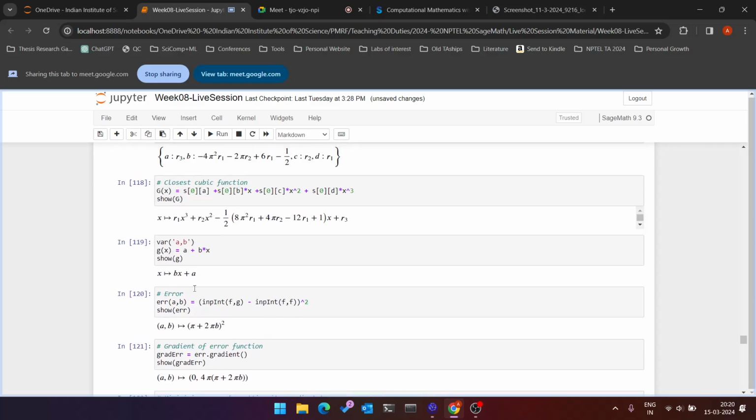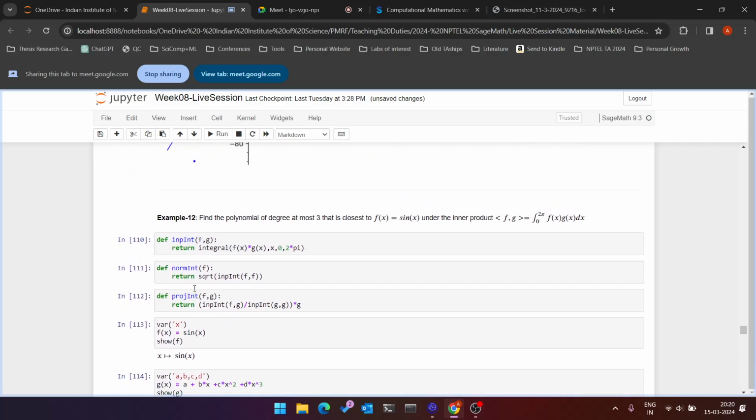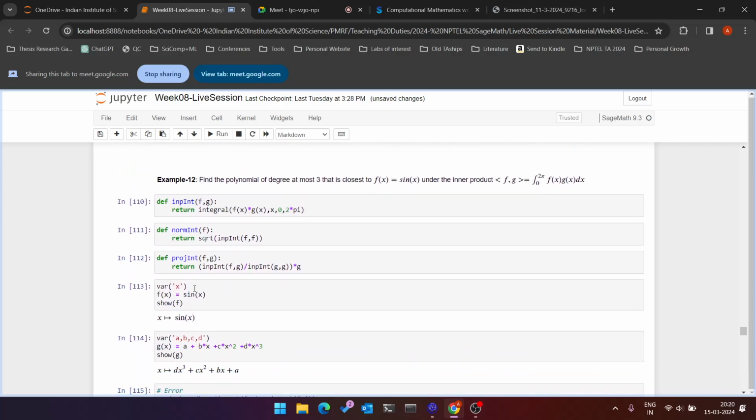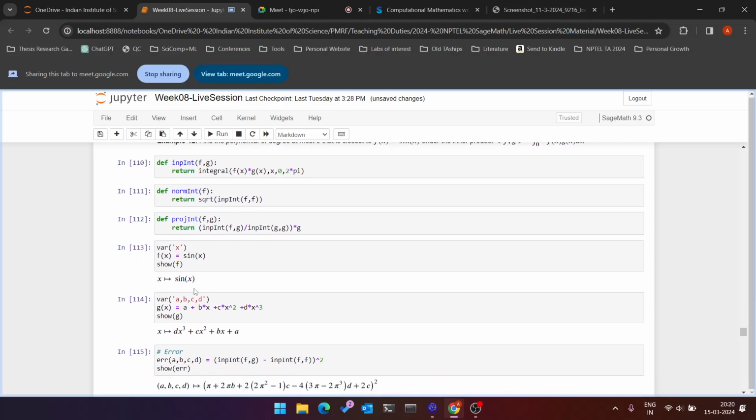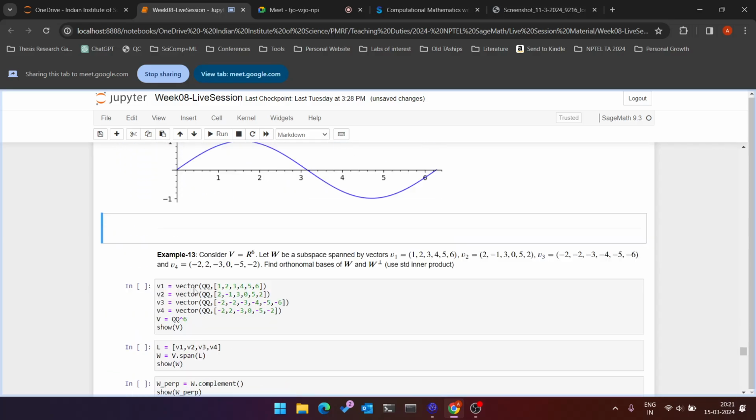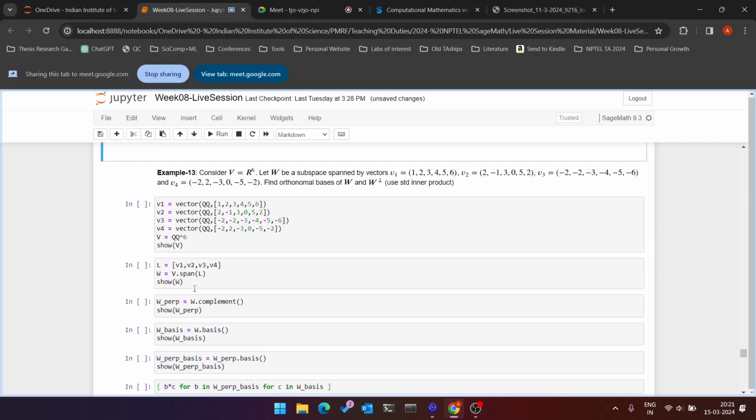Okay, so any doubts with this example? Okay, if not, we'll move to the next example.